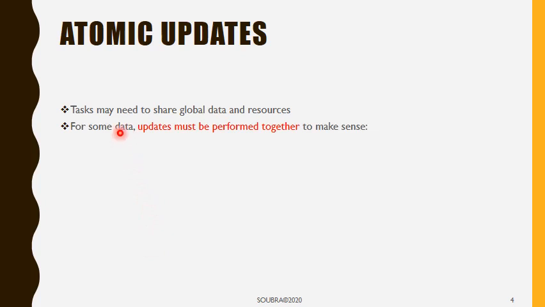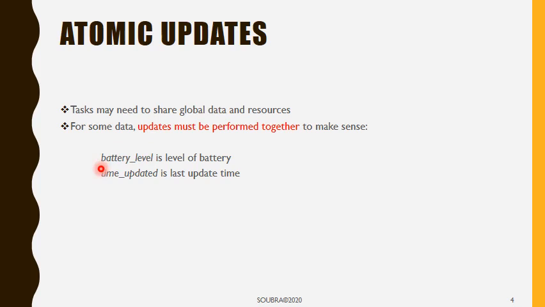Sometimes updates need to perform together to make sense. So I'm going to use an example to try and explain what I mean by an atomic update. Imagine that we have some reading about the level of a battery, and at the same time, we have a variable that represents the time updated of that particular level of battery.